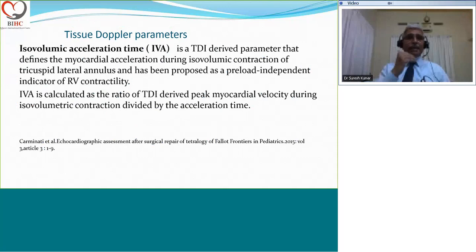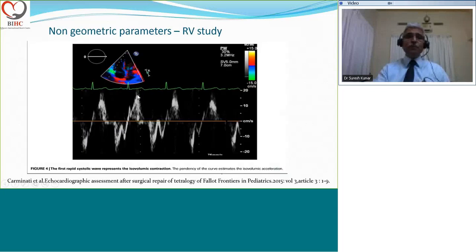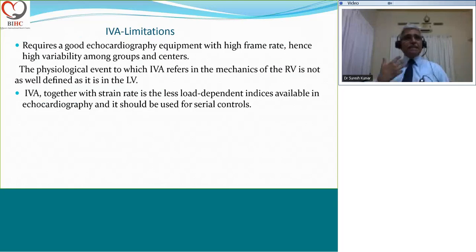And you can calculate the isovolumic acceleration time as a ratio of the peak myocardial velocity divided by the acceleration time. Too much physiology it might look, but essentially when you are getting the tissue Doppler image from the tricuspid plane, this is the isovolumetric contraction. This is the systolic wave related to the isovolumetric contraction, and the slope of this curve is what shows the isovolumic acceleration. So from this it is possible to get this value, but it calls for a lot of focused physiological study with excellent equipment, so few people do it.